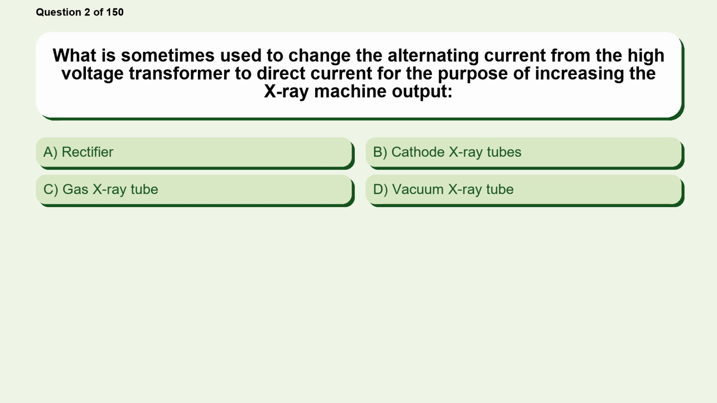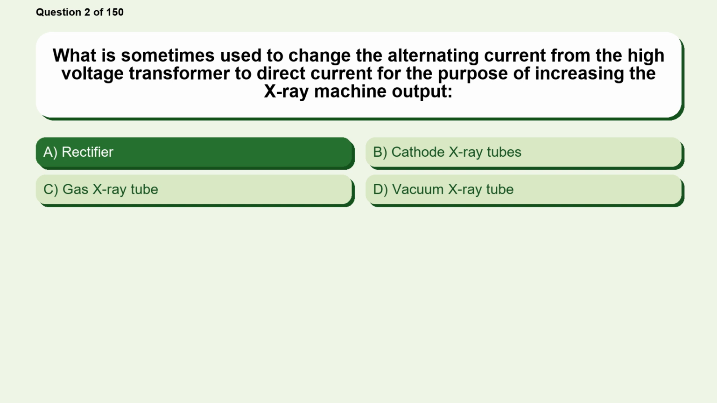Question 2. What is sometimes used to change the alternating current from the high-voltage transformer to direct current for the purpose of increasing the X-ray machine output? Option A. Rectifier. Option B. Cathode X-ray tubes. Option C. Gas X-ray tube. Option D. Vacuum X-ray tube. The correct answer is Option A.